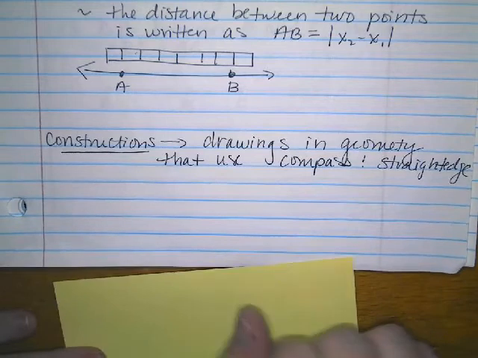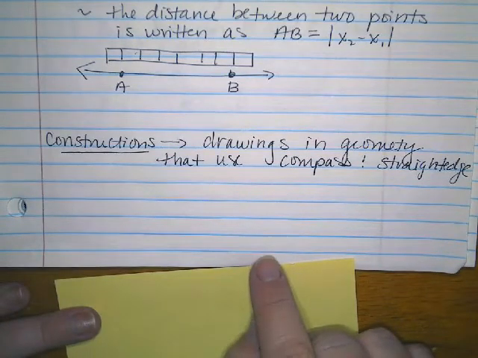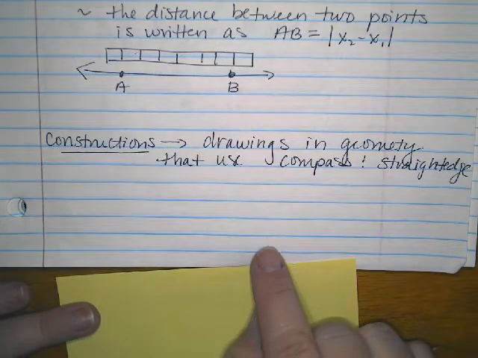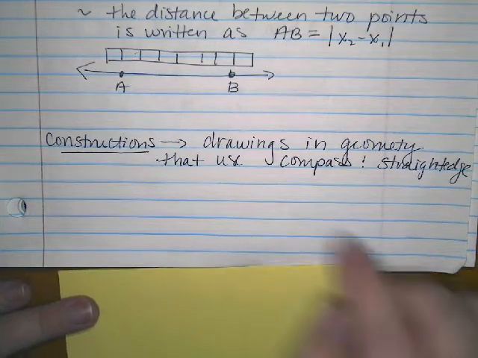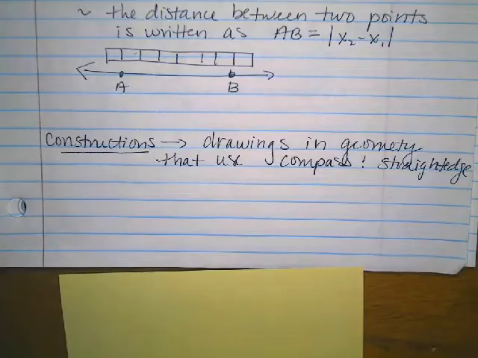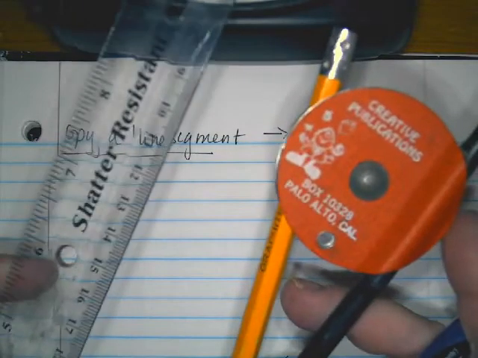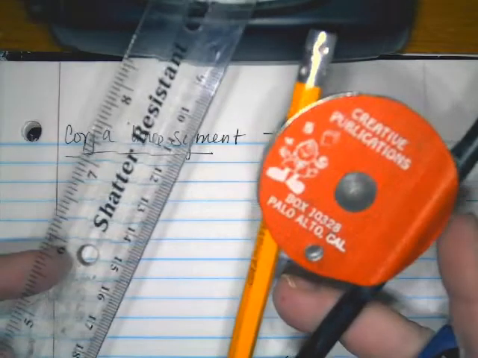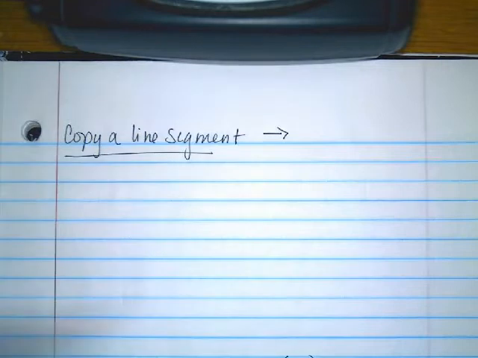The other thing we're going to do in this section is start our constructions. And constructions are drawings used in geometry, and in order to make them, we use a compass and a straight edge. So we're going to practice some of that today. So the first thing you need in constructions is a straight edge and a compass. You could use a ruler, or you could use a piece of paper, or whatever. You don't need it to be fancy. So I'm just going to use a piece of paper because I just need a straight edge.